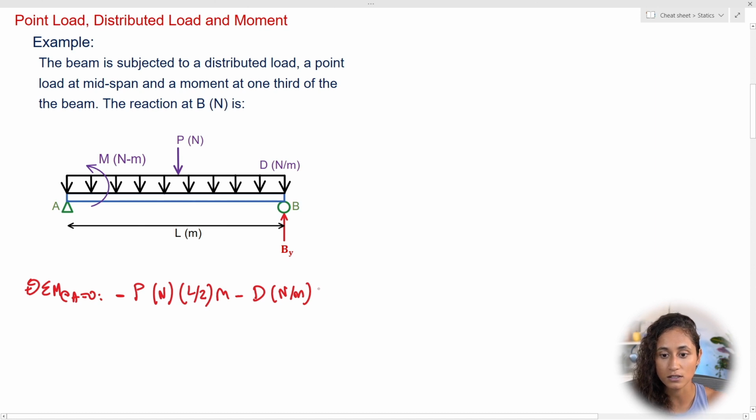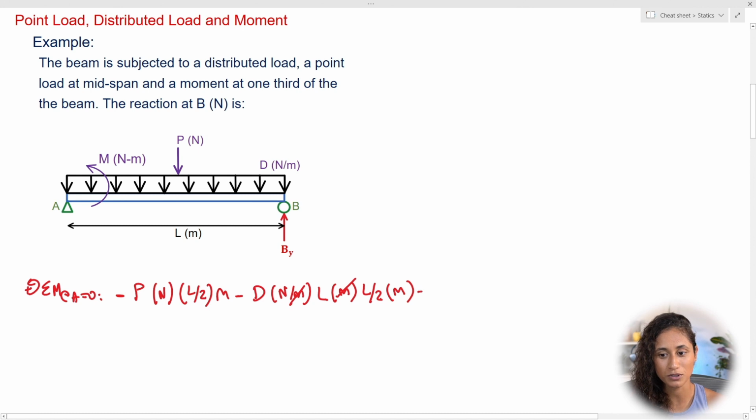So the first length is going to be the length of the whole beam, the span of the beam, and it's going to have the units of meters. And then we're going to multiply it by L over 2, because we're going to assume that this distributed load is applied at mid-span, and this is also going to have the units of meter. Note guys, here this meter cancels with this, and then we're going to be left with Newton's meter, which is what we want. Now let's take a look at the moment.